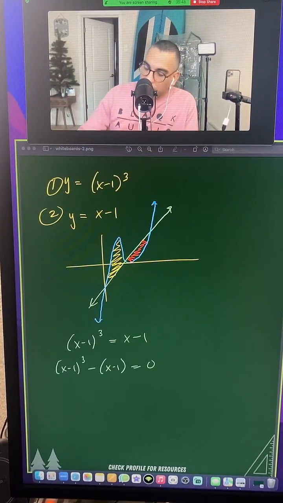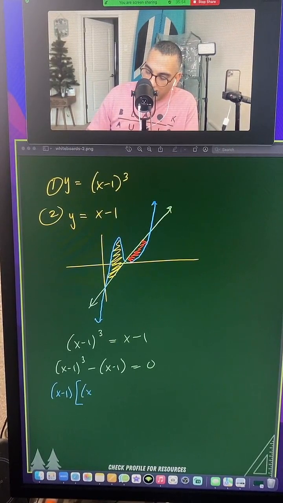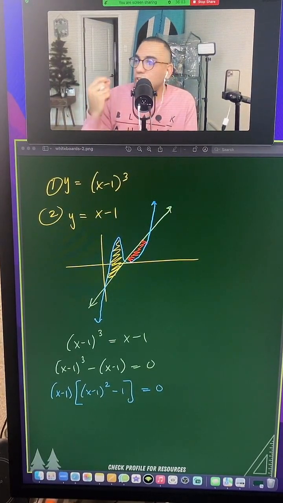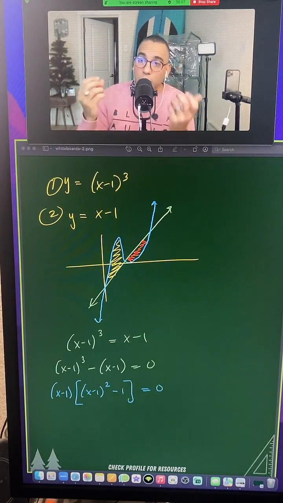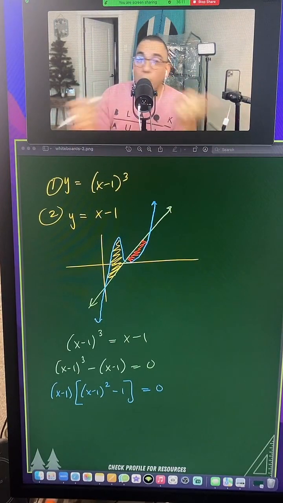And check this out. Because if you notice, they both have a common value. They have an x minus 1. So I'm going to factor that out, and I'm left with x minus 1 squared minus 1 is equal to 0. Look at that. And so now we use the zero product property, okay? So when we have two things being multiplied to each other and it equals 0, either both of them or one of them is equal to 0.